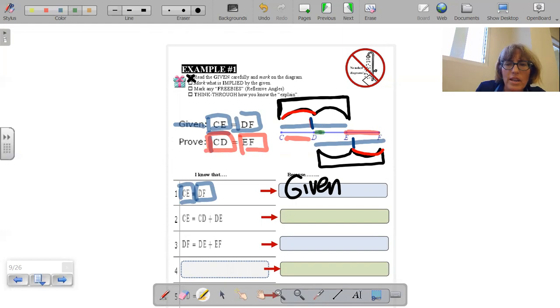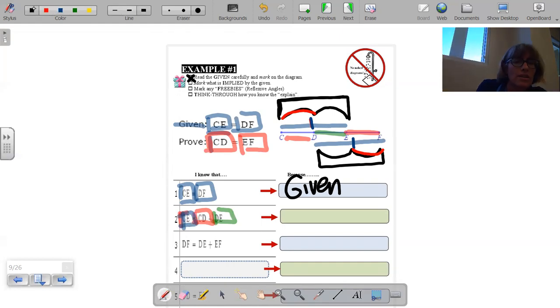Let me color code that. DE is going to be right here. CD is one of the reds, which we're trying to connect, and CE is one of our blues. Okay. What is true here? What's true is the fact that that's called segment addition. Little segments add up to big segments.